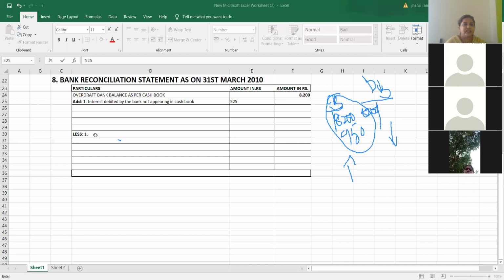so I'll write under less because it's decreasing, passbook balance is decreasing. So I'll write like this. A check issued to Vasan, but cashed on 10th April 2010, and the amount is 950.